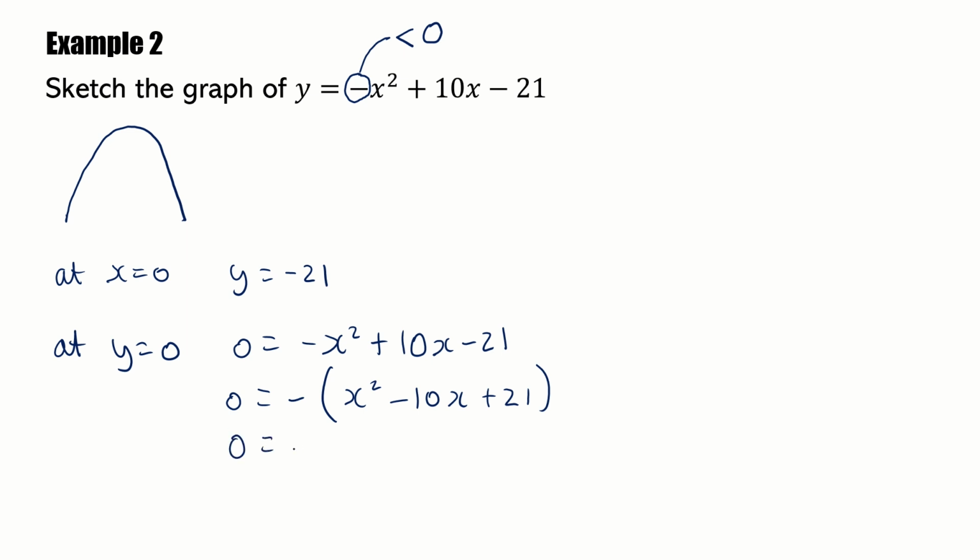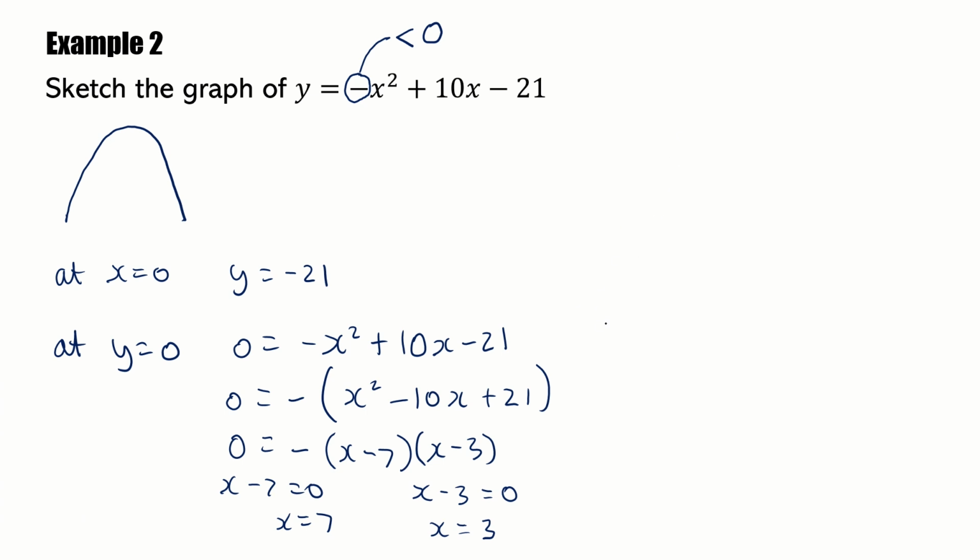So funny enough, this quadratic factorizes to, well, we want two numbers that multiply together to make 21, but add together to make -10, so therefore that would be -7 and -3. And so therefore we get the solutions x equals 7 and x equals 3. Okay, so those are our two x-intercepts. We now have all the information we need to draw the graph.